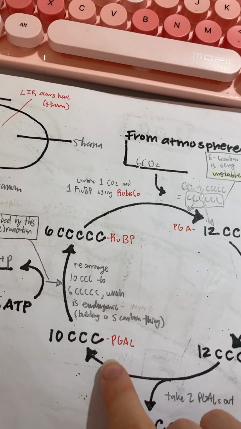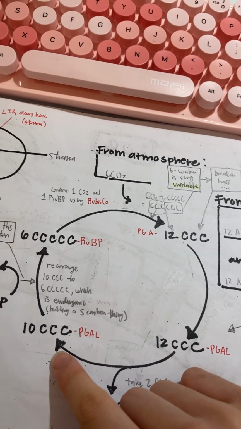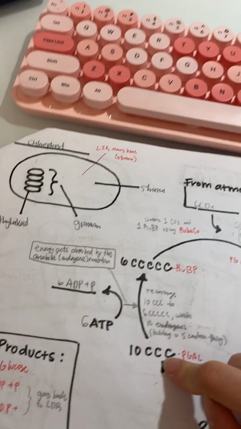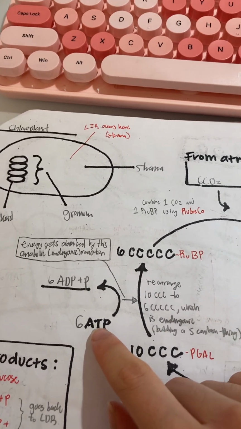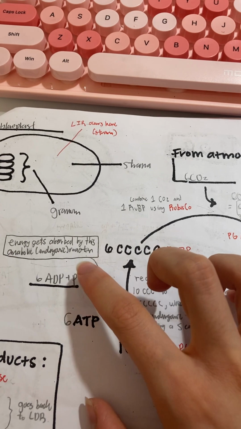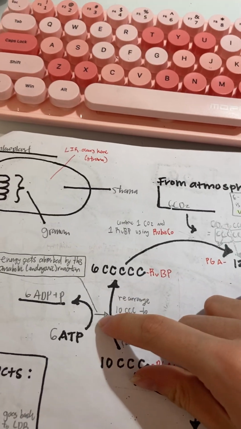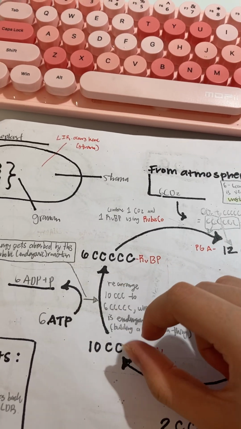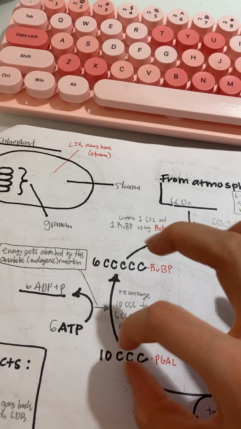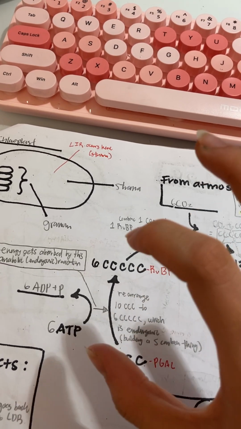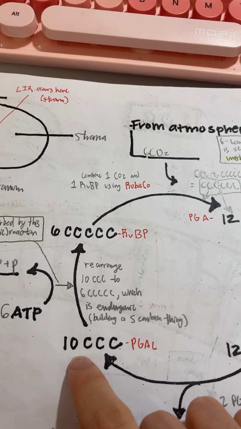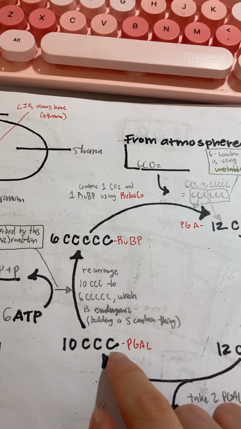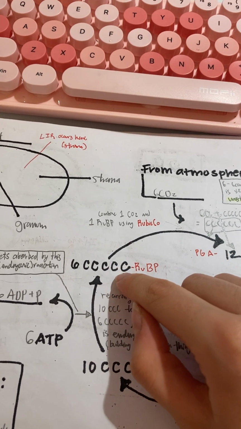And then you know how we have 10 PGALs left because we took 2 out? Well, with these 10 PGALs, once again, we have ATP over here, and when ATP breaks, it releases energy. So the energy release powers this reaction where it'll form new bonds. So there's 10 3-carbons, and it'll form into 6 5-carbons.